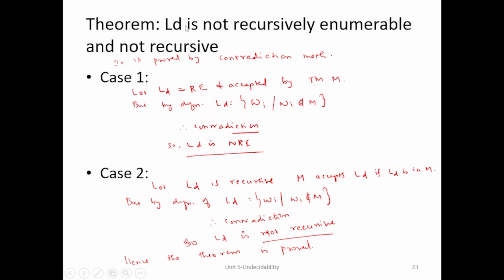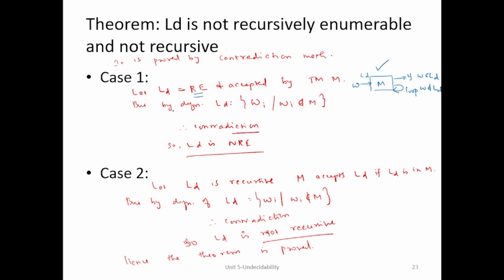In case 1, I try to prove that LD is not recursively enumerable. So I assume LD is recursively enumerable. Consider a machine M for the language LD, and I give a string W. If the machine accepts the string, it goes to the accept state. If the machine does not accept it, it goes to a looping state. This is the generalized form of a recursively enumerable language.